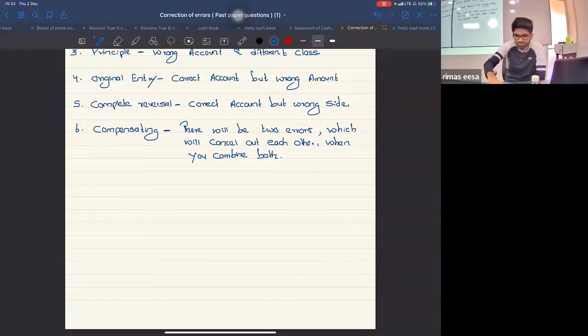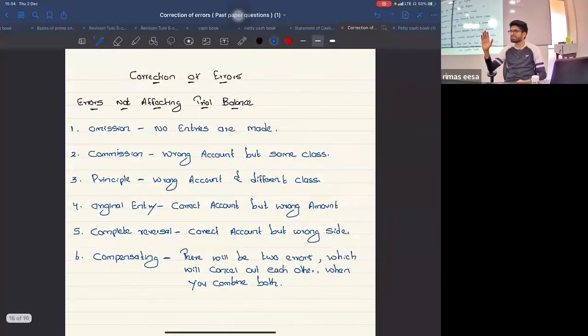Okay, very quickly. How many errors are there not affecting your trial balance? Only 6. What is omission? Omission is when nothing is recorded. When you don't enter anything, that is omission. Commission means wrong account, same class. Principal means wrong account, different class. Same class means both are expenses, or both are incomes. Different class means one is an expense and the other might be an asset. You get it? That's a different class.